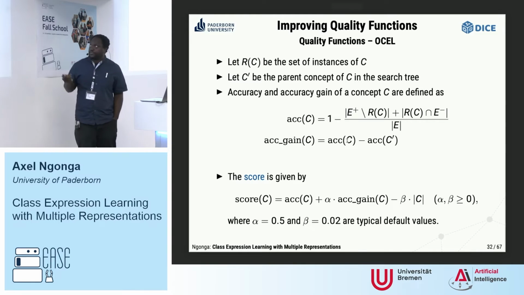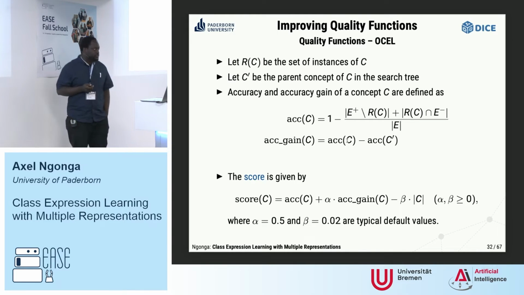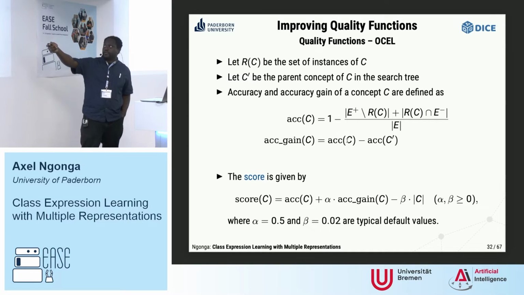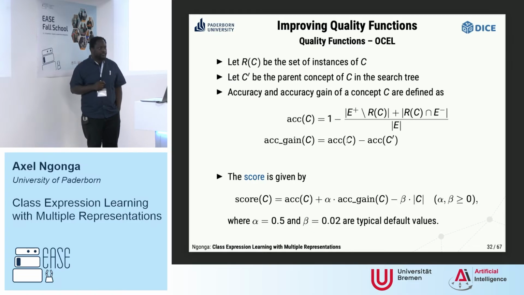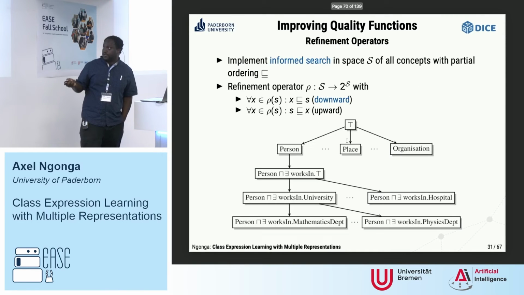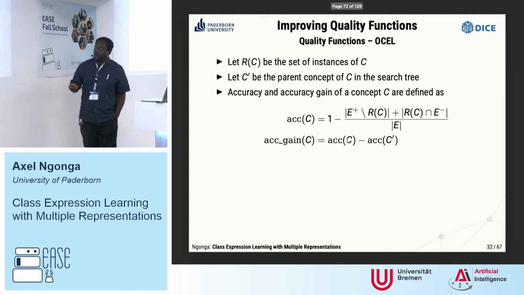So technically, just to give you an overview, these are the kinds of functions which are used in the state of the art when it comes to evaluating the quality of a particular class expression in the search tree. So the OCEL algorithm, for example, works as follows. The quality function thereof will say let R(C) be the set of instances of C. So R basically here stands for retrieval, and let C' be the parent concept of C in the search tree. So we can imagine this to be C, and in that case, this would be C', right? So the concept I'm coming from.